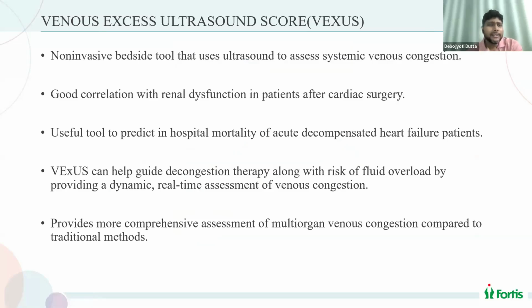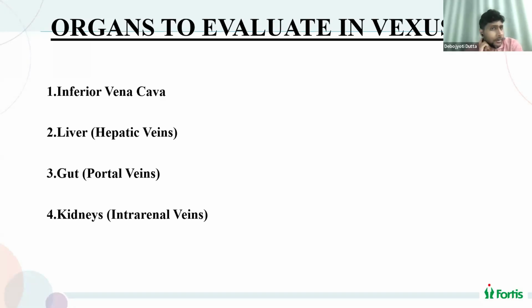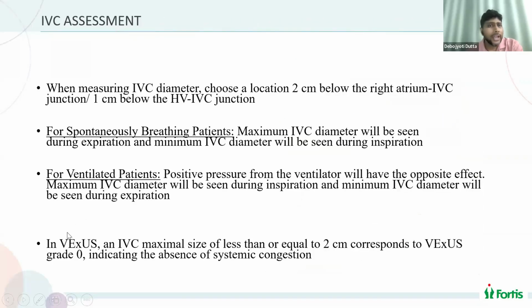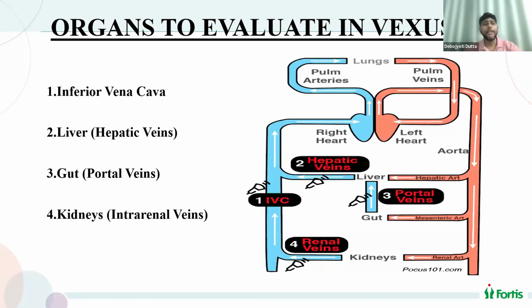A little bit about VExUS. It is a non-invasive bedside tool to assess systemic venous congestion. It has a very good correlation with renal dysfunction after cardiac surgery, and is a useful tool to predict hospital mortality in acute decompensated heart failure patients. So what is done here actually? You assess the inferior vena cava, then the hepatic veins in the liver window, the portal vein in the gut window, and the kidney, where you assess the intrarenal veins. In the IVC assessment, if the IVC is greater than or equal to 2, it means the patient has congestion, and now we grade the congestion based on the congestion present in the hepatic, gut, or kidney windows.